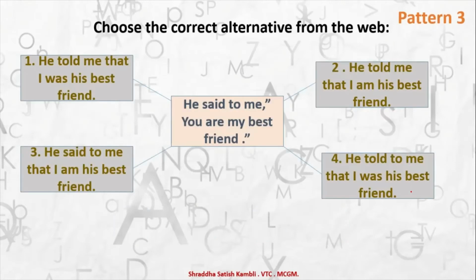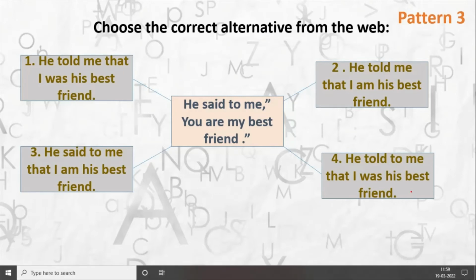Let's move on and see pattern 3, where we have this web. Choose the correct alternative from the web. So in the web, you will see a sentence in direct speech: He said to me, inverted commas, "You are my best friend." And then you have 4 options in indirect speech. You have to select them.